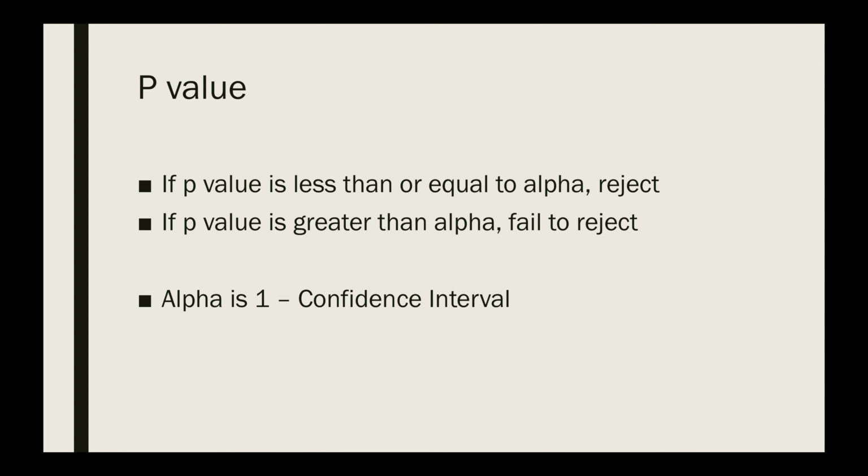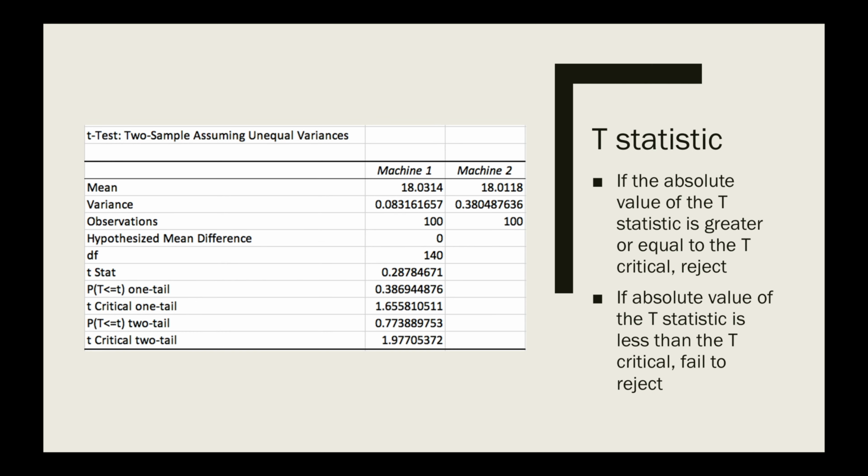So if we're testing to see if the p-value is less than or equal to 0.05, if it is, then you would reject. For the t-statistic method, if the absolute value of the t-statistic is greater than or equal to the t-critical, then you reject. If it's less than the t-critical, you fail to reject.